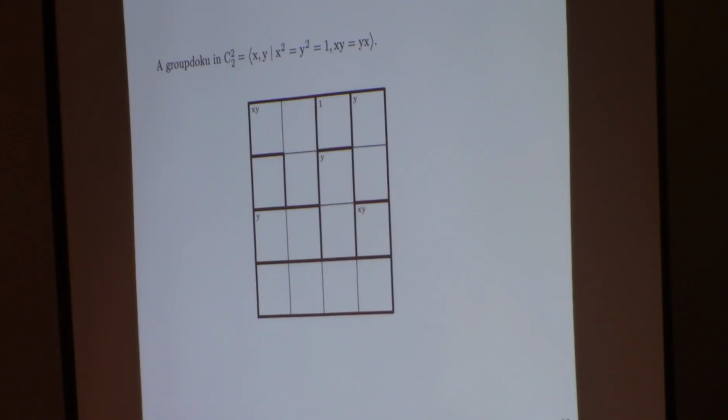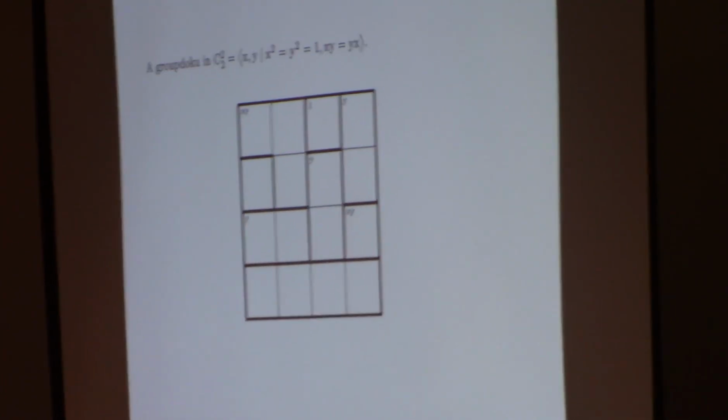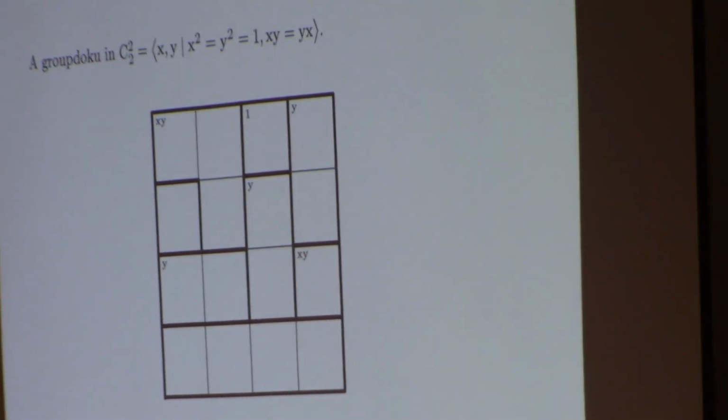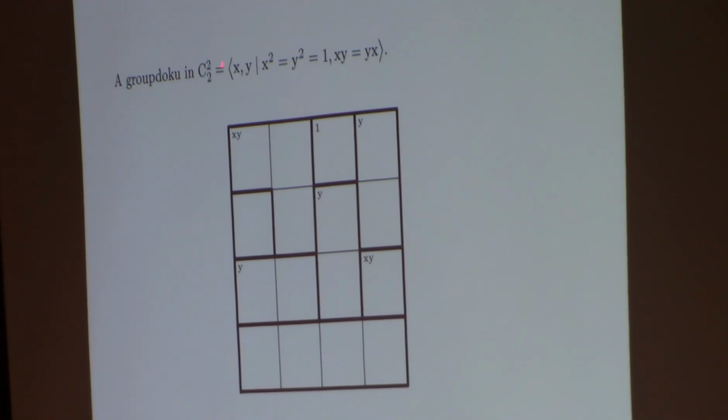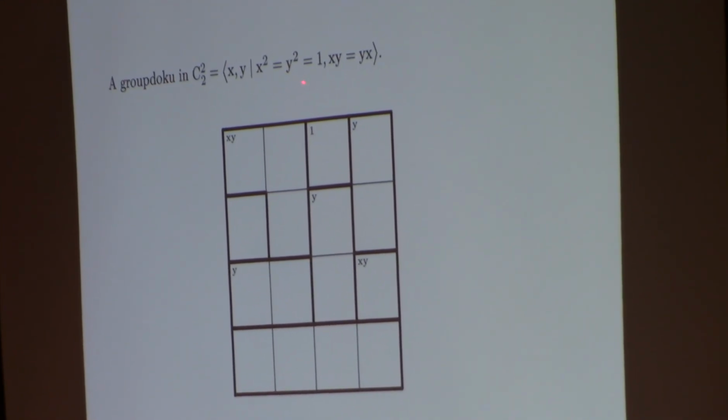Let's take a look at this group doku and see how it can teach us the ways of utilizing operations in a group. This is in C2 squared, the Klein 4 group, a direct product of a cyclic group of order 2 with another cyclic group of order 2. I have the presentation right here: it's generated by x and y. X and y are of order 2, so when we square them both we get 1, and they commute with each other. So we get just 4 elements: x, y, 1, and the product of x and y is a unique element.